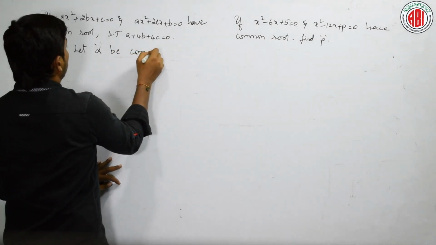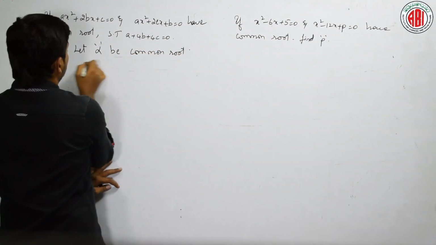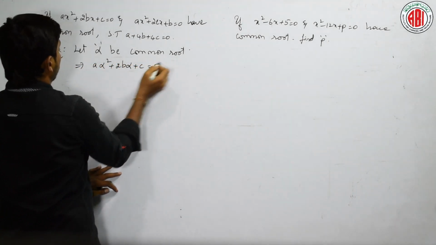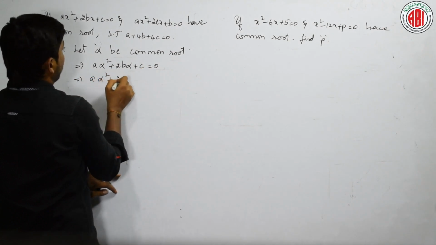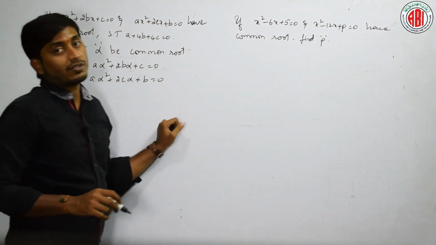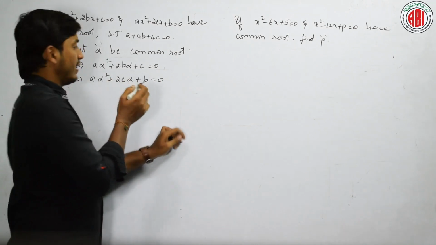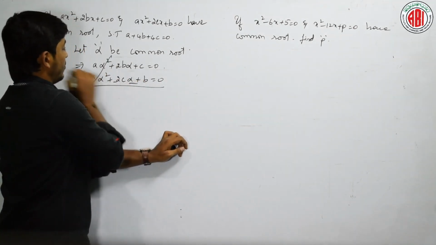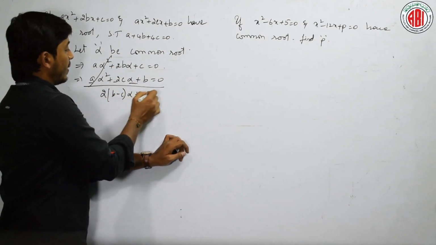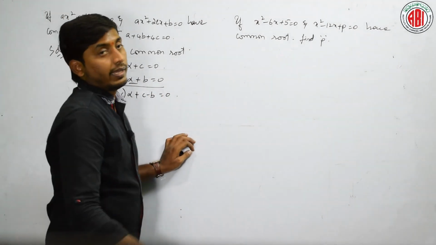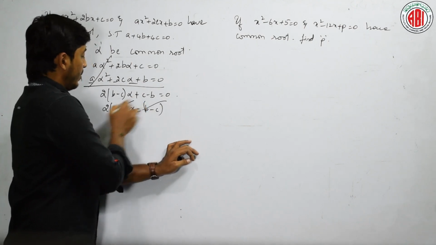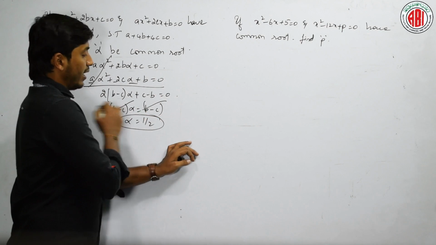alpha be the common root. So, we will get a alpha square plus 2b alpha plus c is equal to 0 and a alpha square plus 2c alpha plus b equal to 0, right. Thus, we substitute alpha in the place of x. Next, we will just subtract it. These both will get cancelled. Here, if I take 2 as common, I will get 2 into b minus c into alpha plus c minus b equal to 0. So, 2 into b minus c into alpha equal to b minus c. B minus c will get cancelled, I will get the alpha value as 1 by 2.